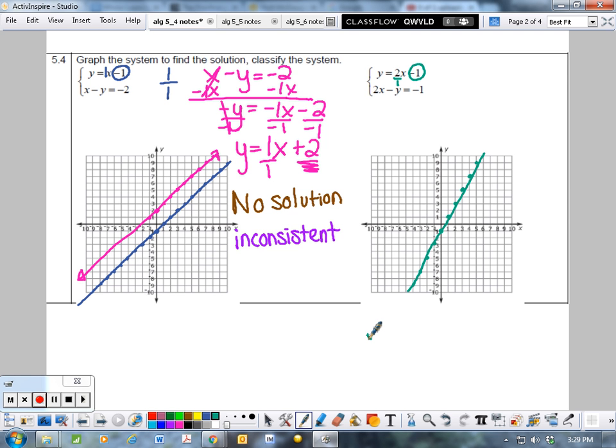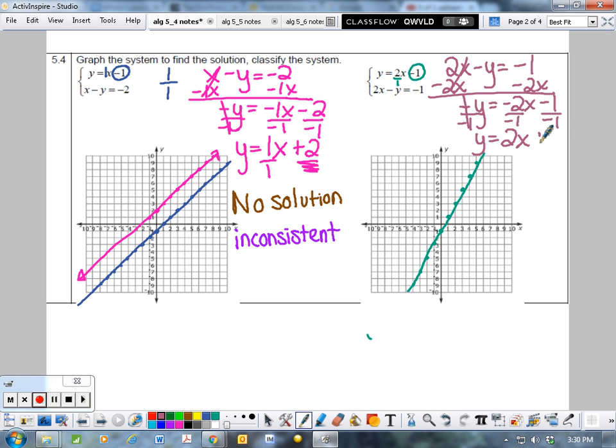Okay, for my next one, I have to do the same idea. I have to solve for y, so 2x minus y equals negative 1. I move my x to the other side. Now I have negative y equals negative 2x minus 1. I divide by negative 1 on both sides, so that cancels and I get y equals 2x plus 1. They are not the same equation. So now I start at positive 1 and go up 2 over 1, up 2 over 1, up 2 over 1.